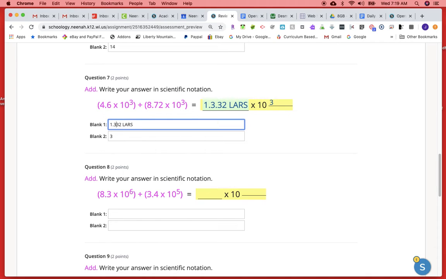I'm going to delete this one. And being that we went left 1, we're going to add 1. 3 plus 1 is 4. I'm going to delete the Lars. So our final answer in correct scientific notation is 1.332 times 10 to the 4th.